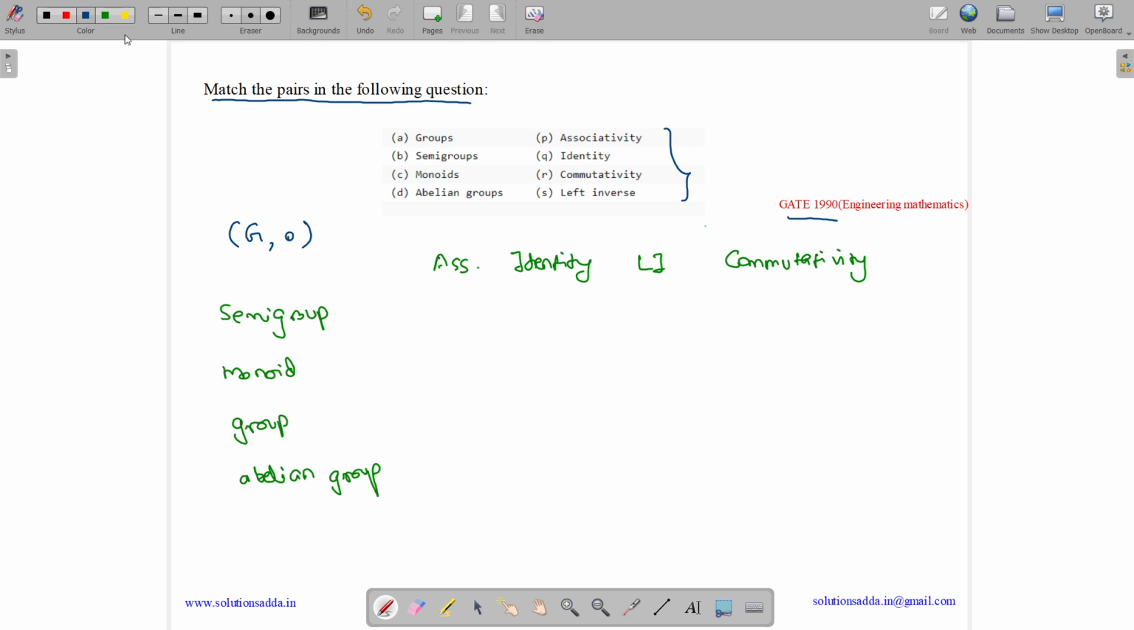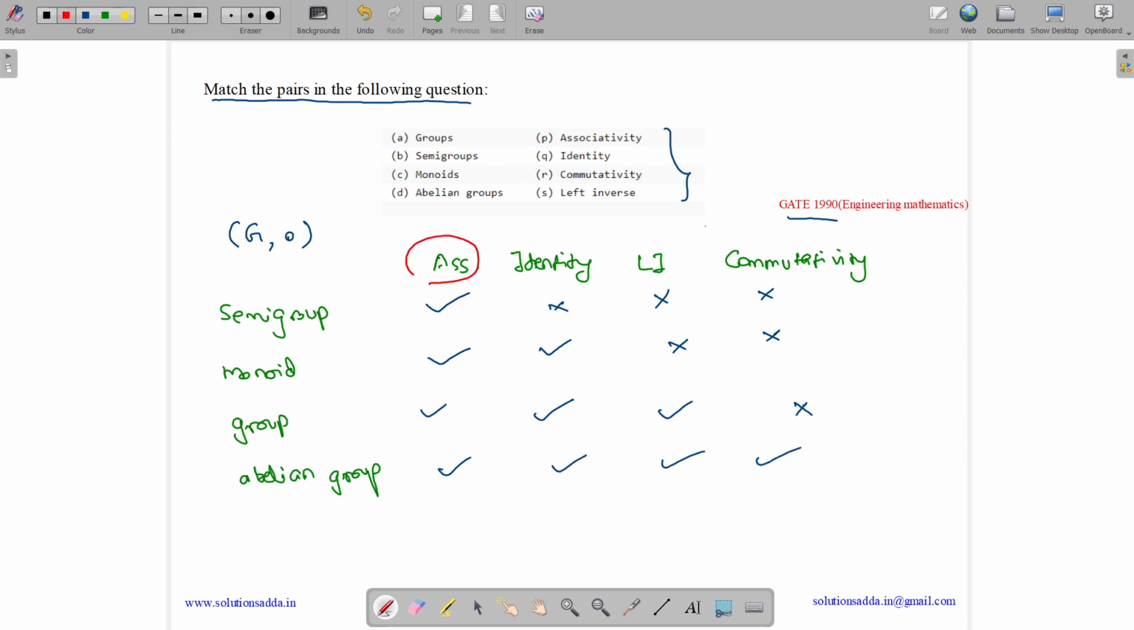So just remember that semigroup follows the associativity property, only this, not any of the others. A monoid is a semigroup with associativity as well as identity property. A group follows associativity, identity as well as left inverse but not commutativity. Abelian group follows all. Now let me tell you about the properties.